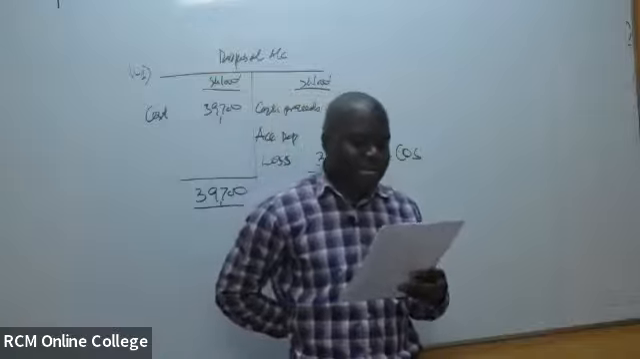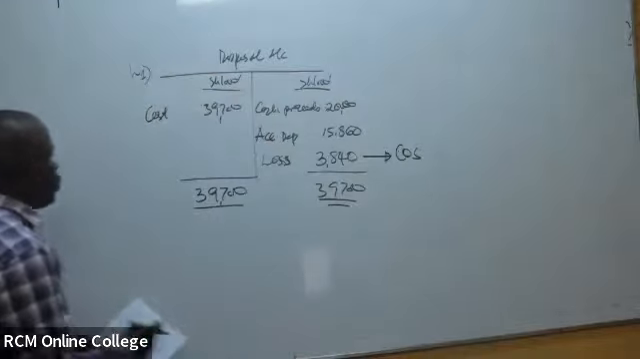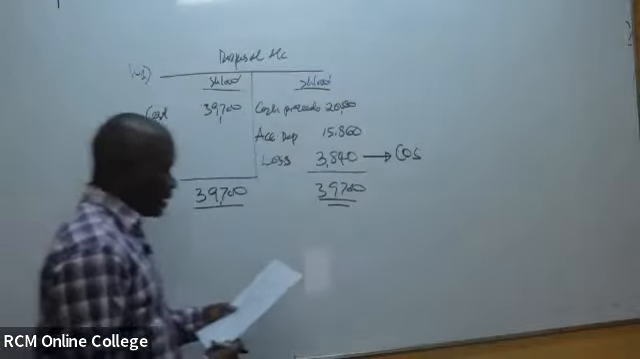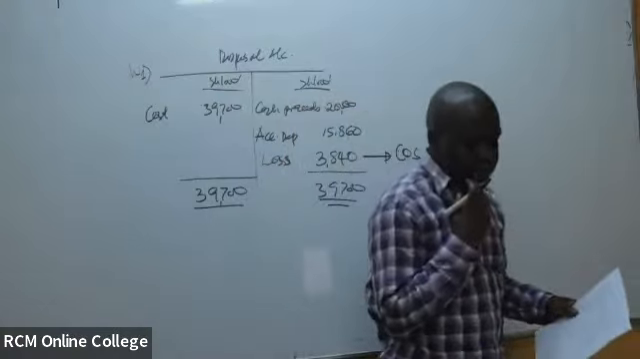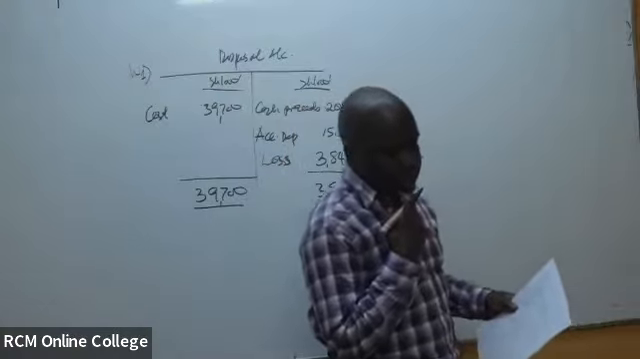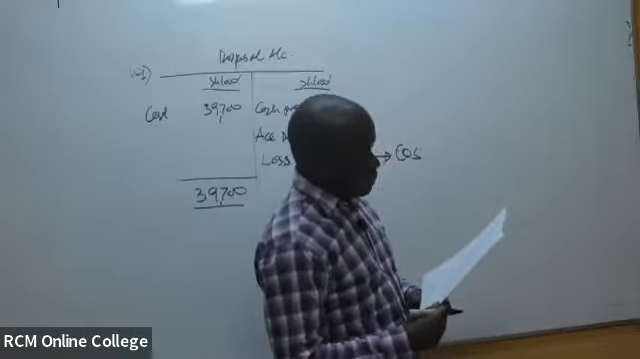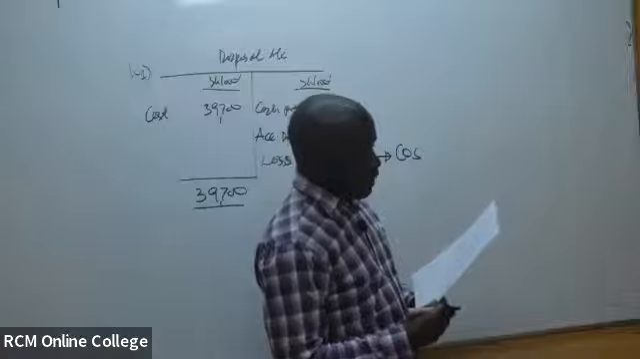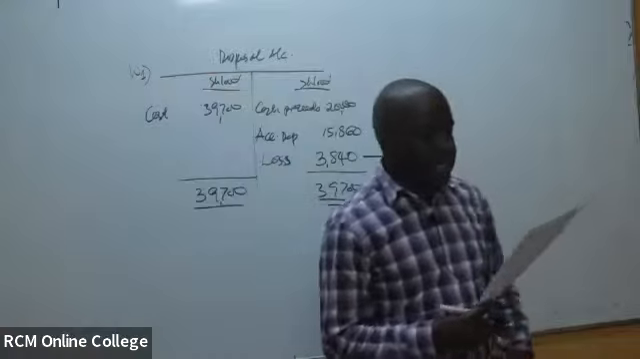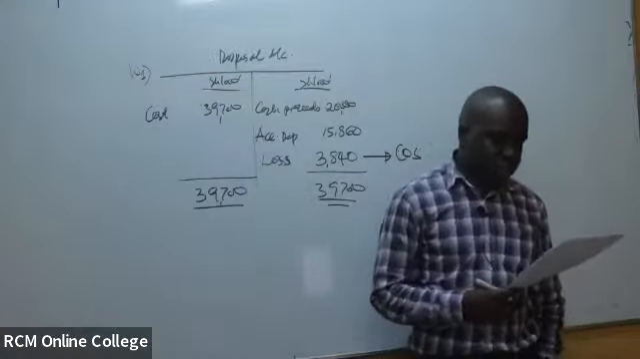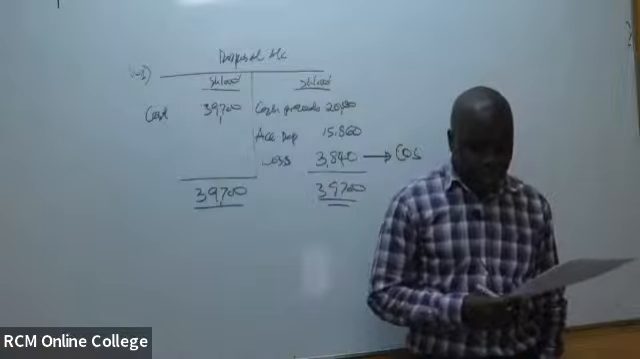So during the year, BD Limited disposed of an item of plant for cash proceeds of 20 million, which were credited to the revenue account. So in this case, it means the revenue account was actually credited with an amount of 20 million, on the revenue account.